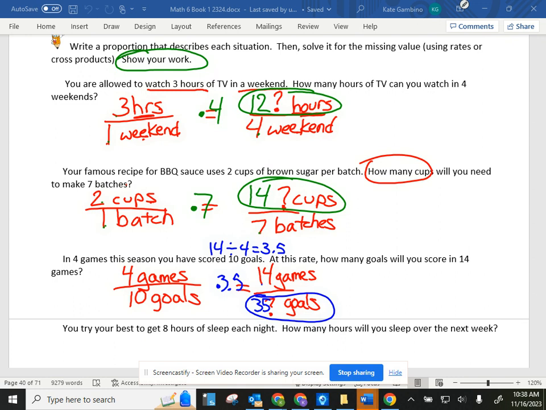When you have one that is not a factor of that number, you don't know 4 times what, then you have to divide it. Okay? Let's look at our second page.